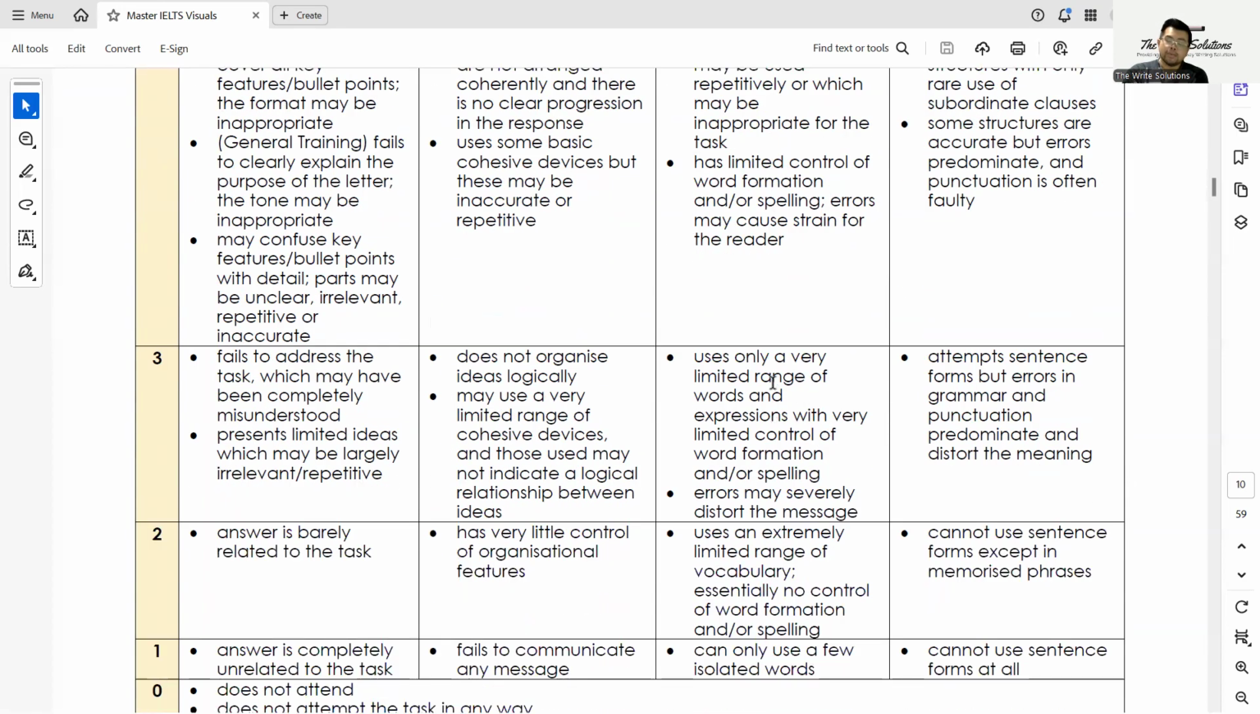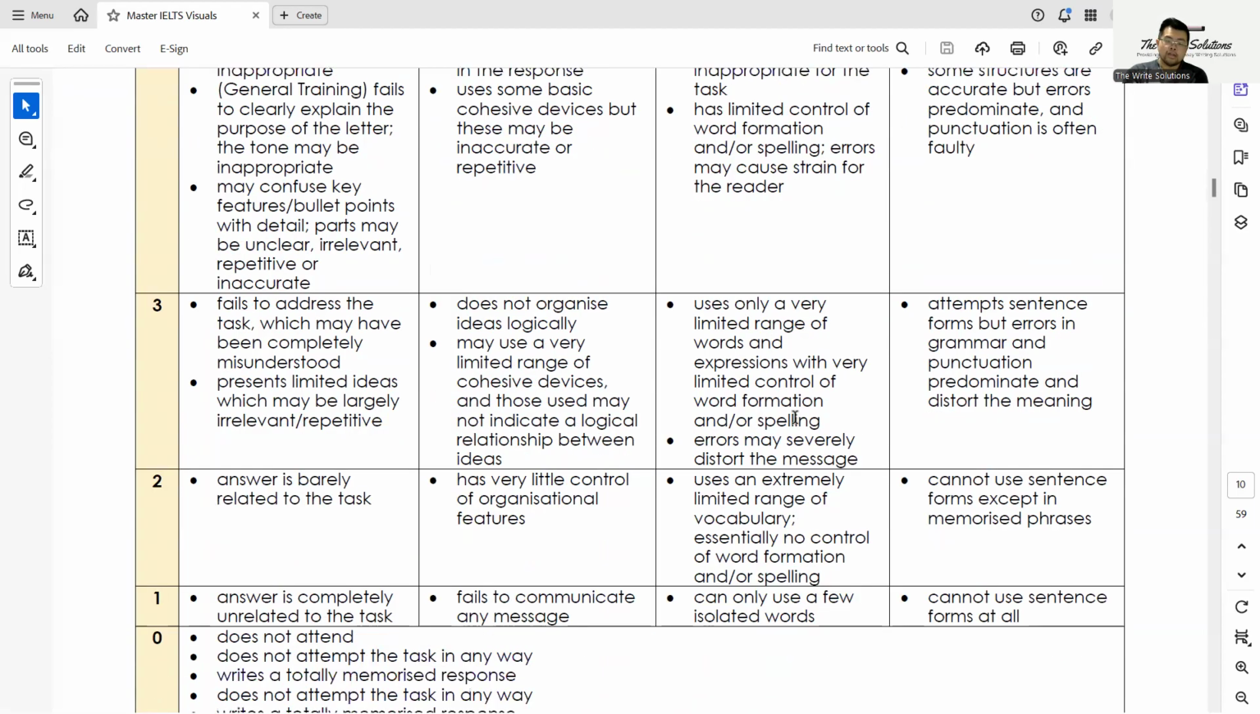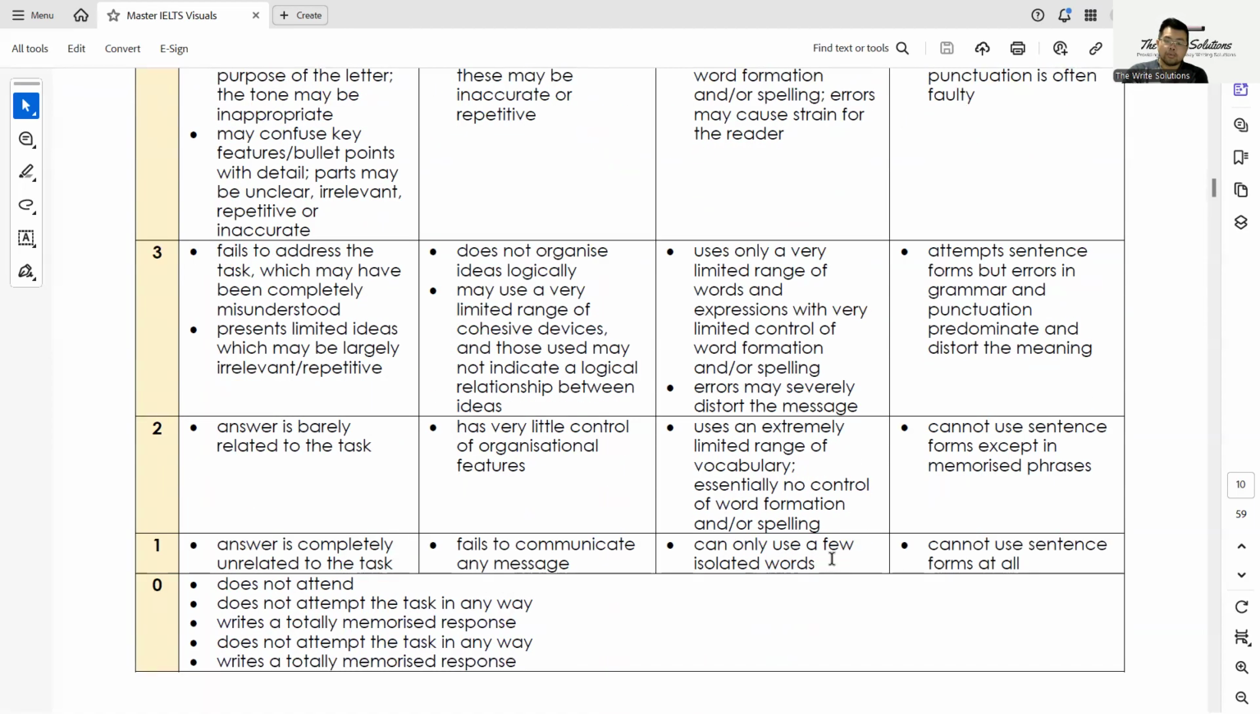Band 3 has limited vocabulary, okay? Some errors are so distorted that it doesn't make sense, okay? Band 2 has extremely limited vocabulary with a lot of errors. Band 1 is isolated words that don't make sense, okay?